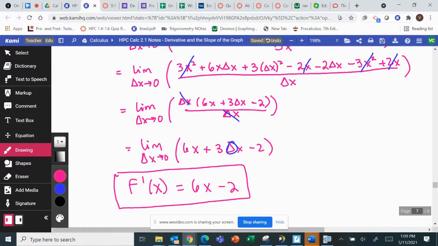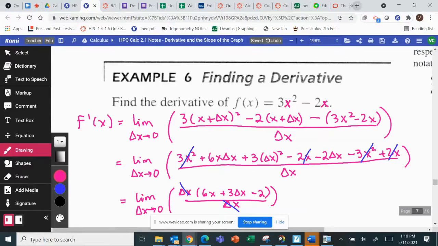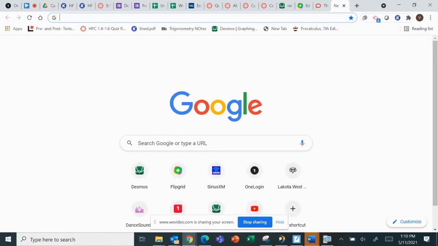So what does that mean? Let me show you with the graph. Oops. I need my keyboard.